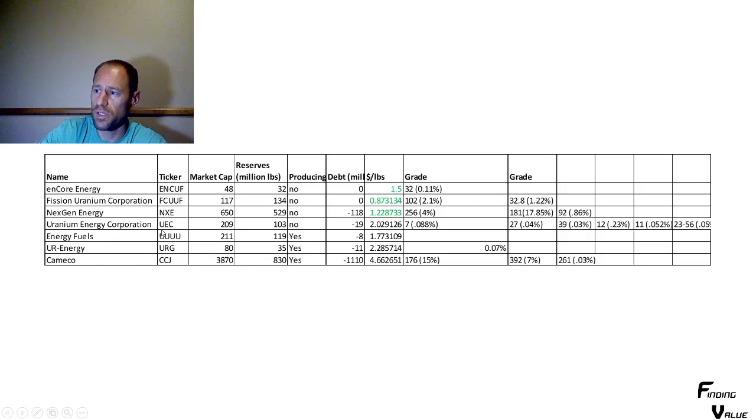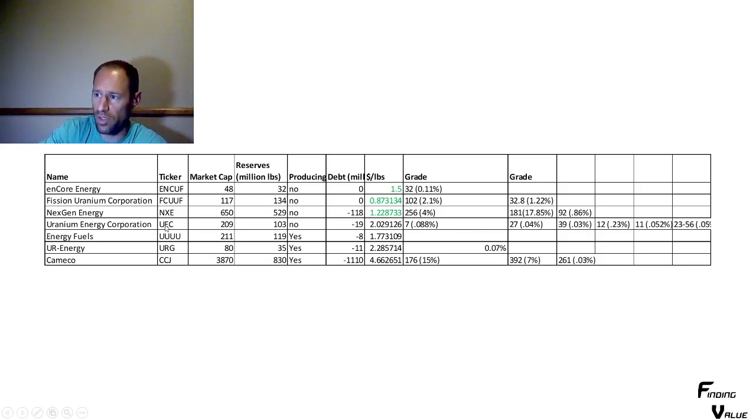Uranium Energy Corp has a 209 million market cap. They have 103 million pounds in reserves. They're not producing. They've got 19 million in debt, and you're paying $2 per pound. But they also have very low percent reserves, and there's a lot of different areas that they have for reserves. It's not all in one area.